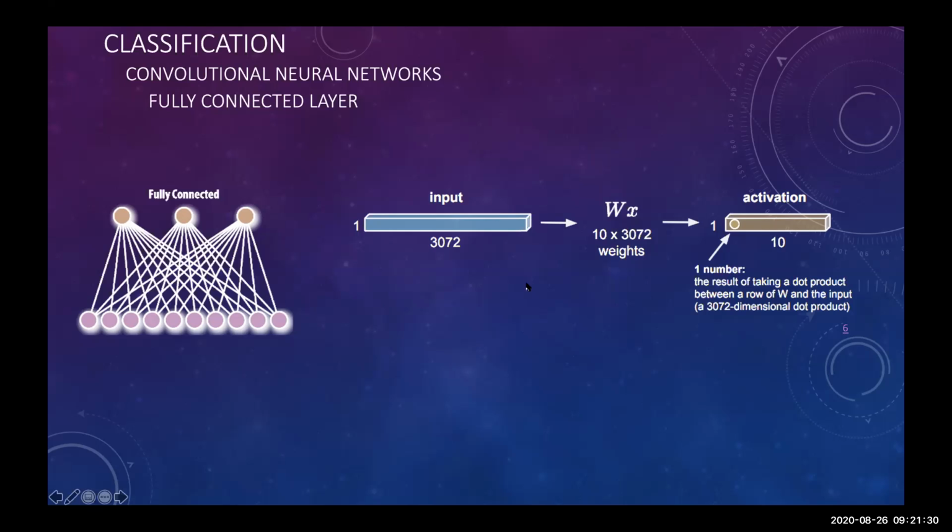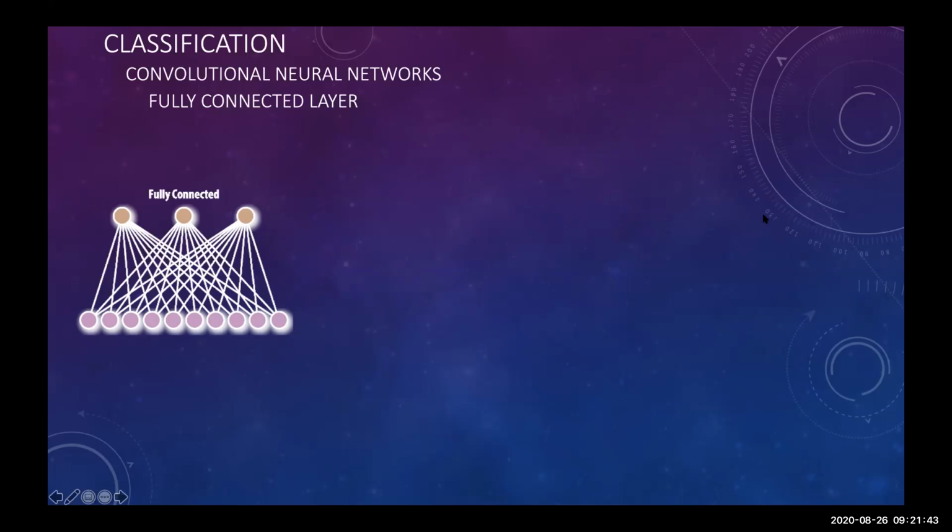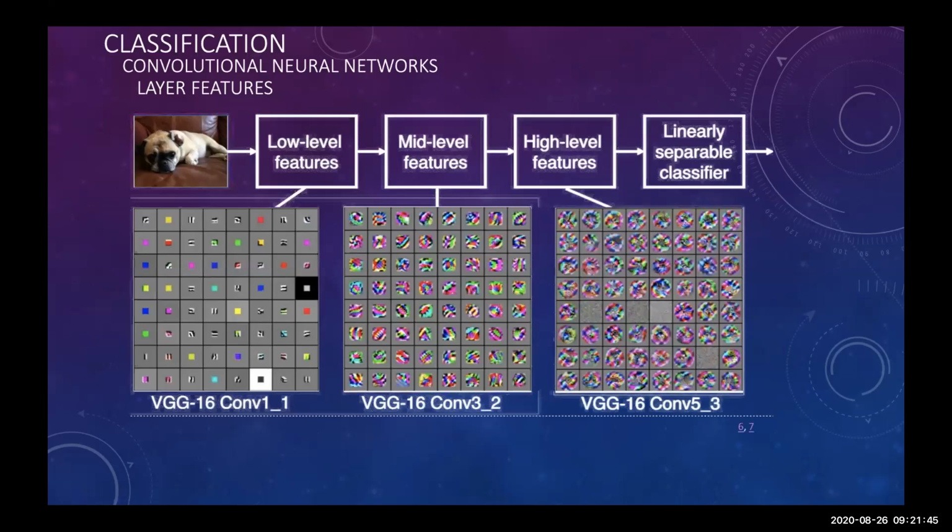This is a fully connected network. This is where every single node is connected to every other node and multiplied with certain weights. And that's kind of the final layers that are used to classify what the object is.